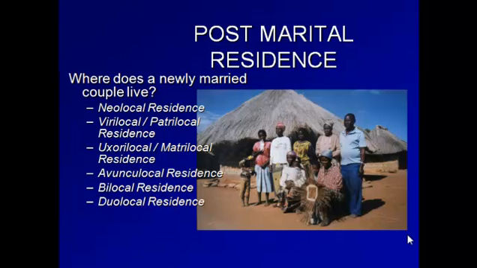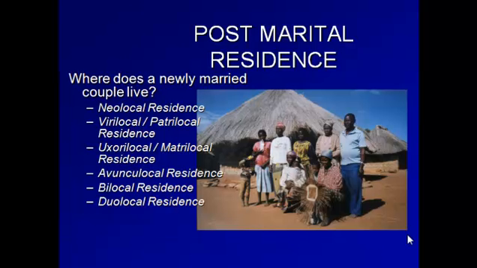Now, dual local residence is a practice found in Africa. Ghana in particular is a famous case of dual local residence. So this postmarital residence rule is that a husband and wife live with their respective kin group apart from each other. So the new couple does not actually live together. The wife remains living with her natal family, and the husband remains living with his natal family. This is dual local residence.